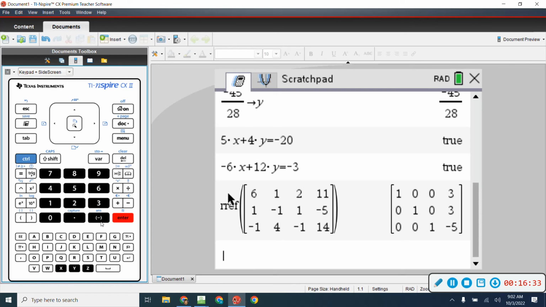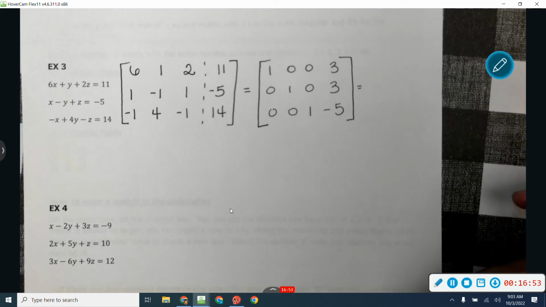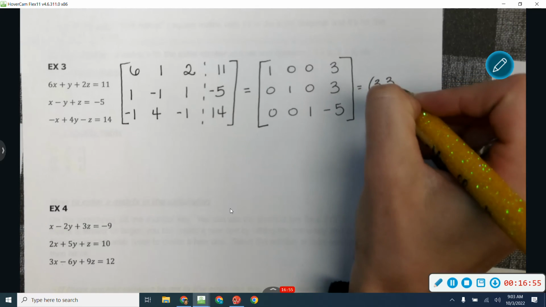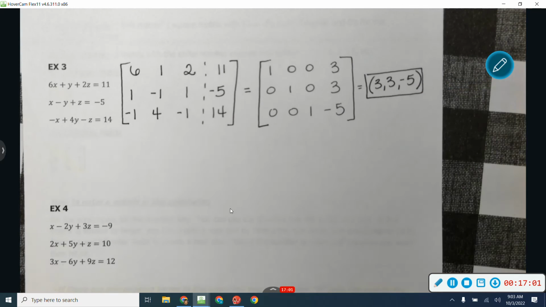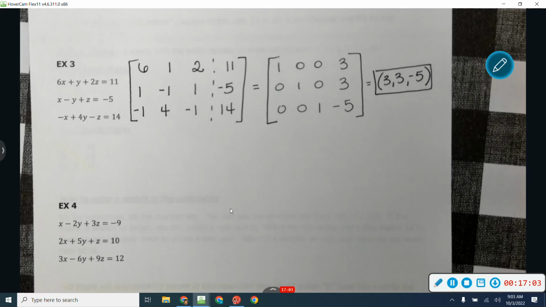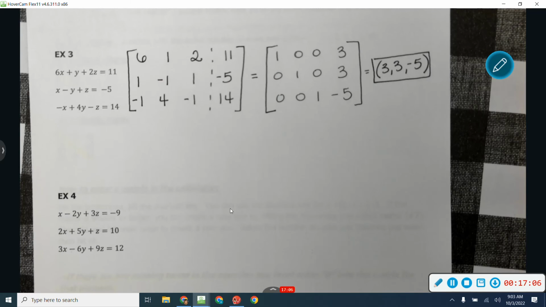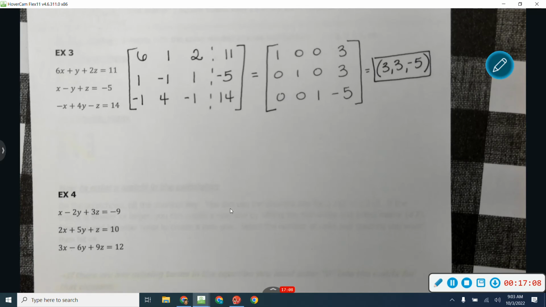Does your calculator match mine? Yeah? Okay, so copy that down. And what is my ordered triple going to be? 3, 3, negative 5. Okay? So I know this seems redundant to y'all taking the notes, and you can probably run with it, but I want you to see what happens on example 4. You're going to have to see the different types of what we have to do. Okay?